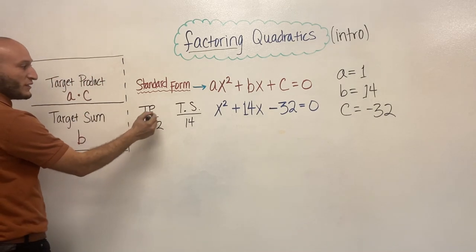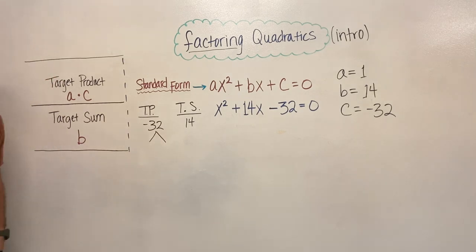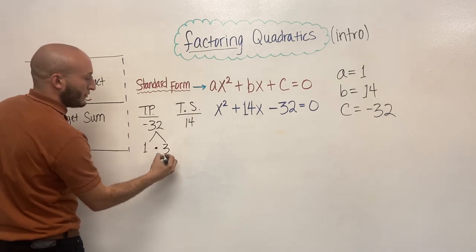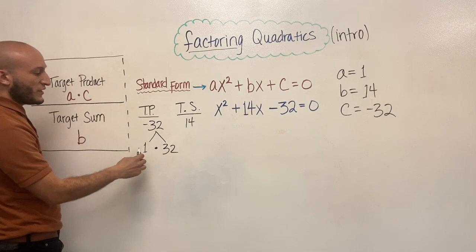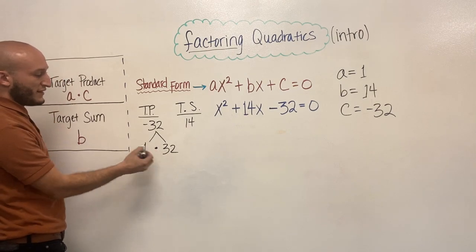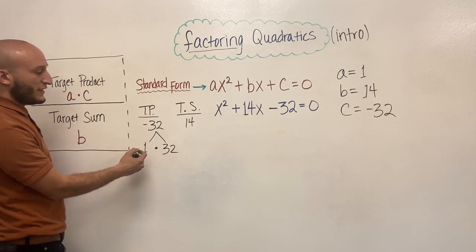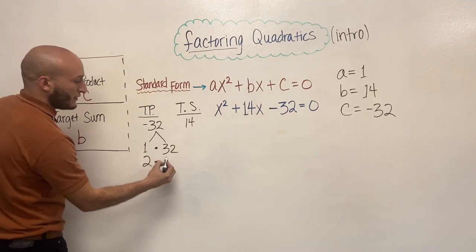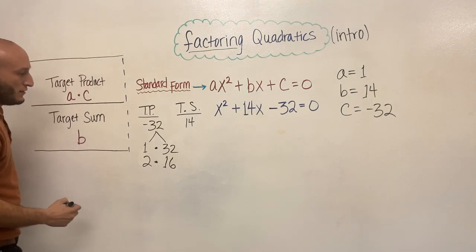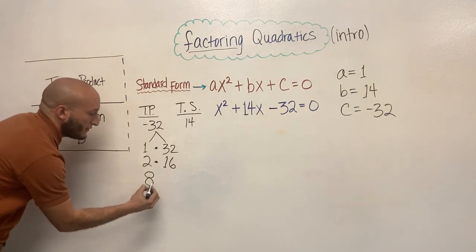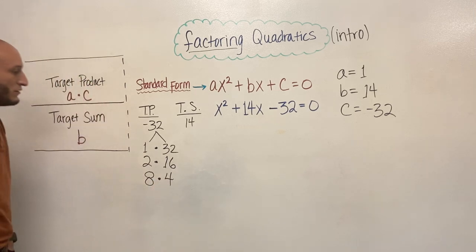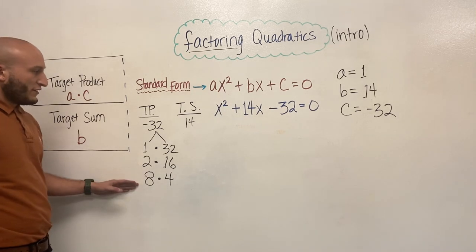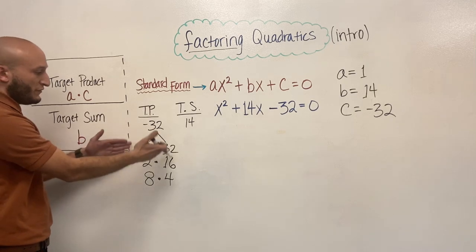I'm going to focus here on my target product, and I'm going to factor just like I did 12 earlier, and list all my factors. I have 1 times 32. And I'm going to leave the sign, because one of these has to be negative to get negative 32. I'm going to leave the sign towards the end, and I'll show you why. 2 times 16 also gives me 32. 8 times 4 also gives me 32. I think this is enough to try to figure out which of these will work.